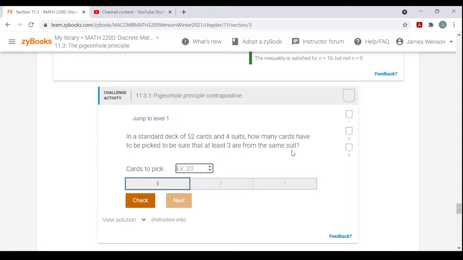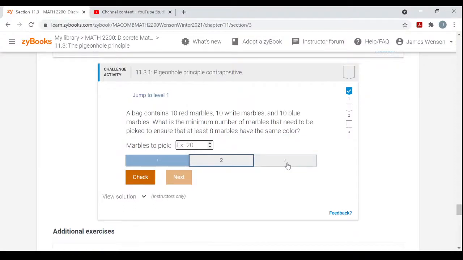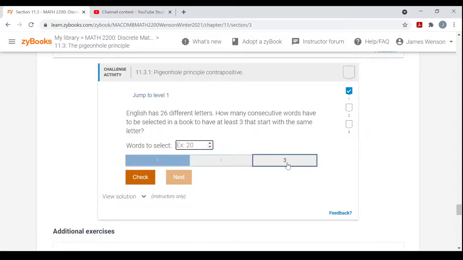Now you could have it where you have 2 of each suit, not 3, since you want at least 3 from one suit. So that would be 8 cards. You could pick out 8 cards and have just 2 of each suit. But then that 9th card would guarantee you'd have at least 3 from one suit. And then you have 2 more levels where they're basically asking you the same question. So I'll let you play with those.